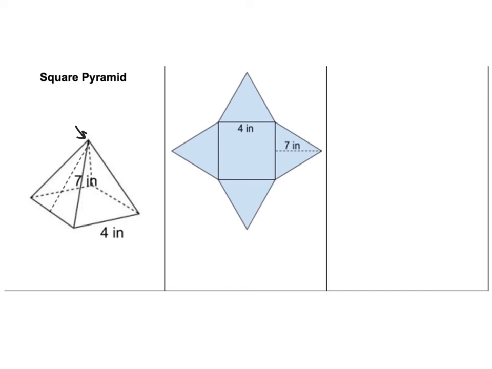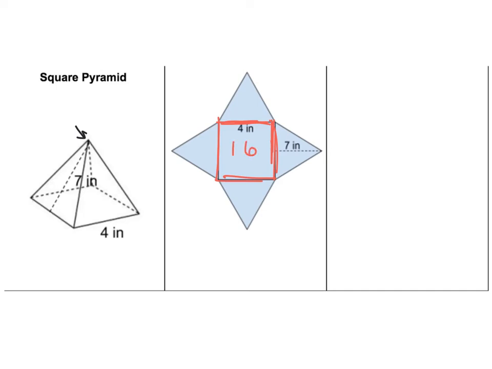We know this is a square pyramid, by the way, because the base of it is a square. So to determine which type of pyramid we're dealing with, we need to first look at what the base is. With our base being a square, we know the area of that is going to be 4 by 4, so that means it has to be 16.